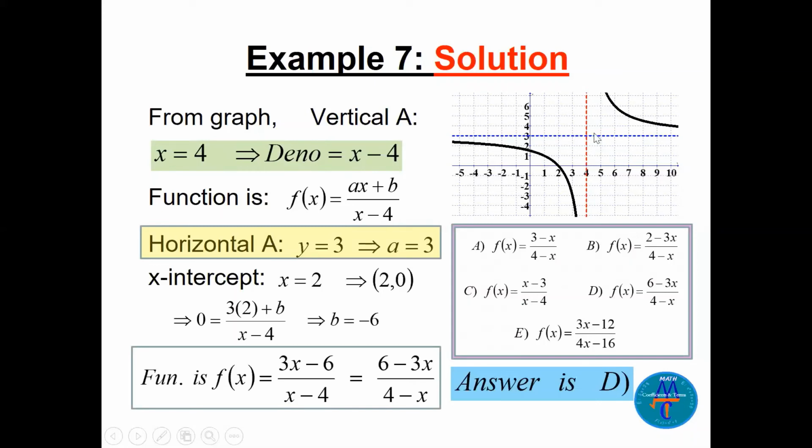Now horizontal, see the horizontal y equals 3. So this will be a over 1, leading over leading coefficient. So a will be 3. Now I can see the x-intercept here, 2, 0. See the x-intercept, 2, 0. So I can put in the function 0 for the y there and 2 for the x, up and down, 2, and there is a 2 here. And then you can find b will be minus 6.